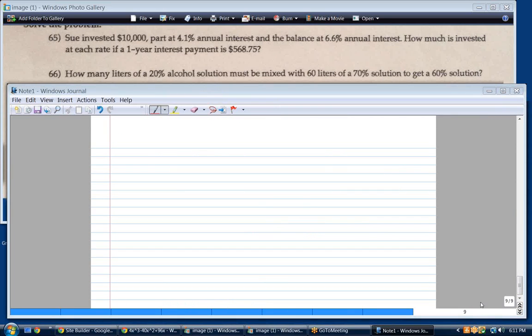Sue invested $10,000, part at 4.1%, part at 6.6%. How much is invested at each rate if a one-year interest payment total is $568.75? First step? Find the variables and define them. Okay, give me variables and define them.